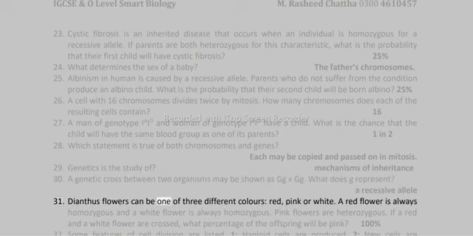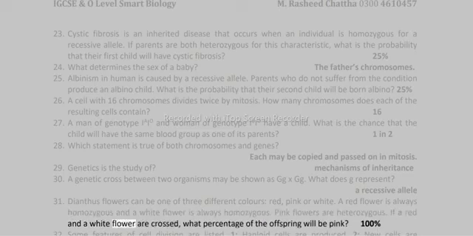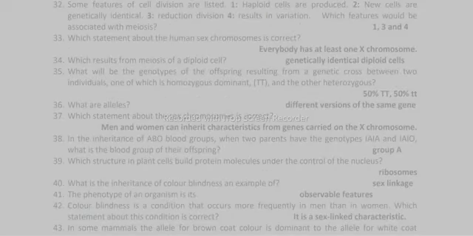31. Dianthus flowers can be one of 3 different colors: red, pink or white. A red flower is always homozygous and a white flower is always homozygous. Pink flowers are heterozygous. If a red and a white flower are crossed, what percentage of the offspring will be pink? 100%.